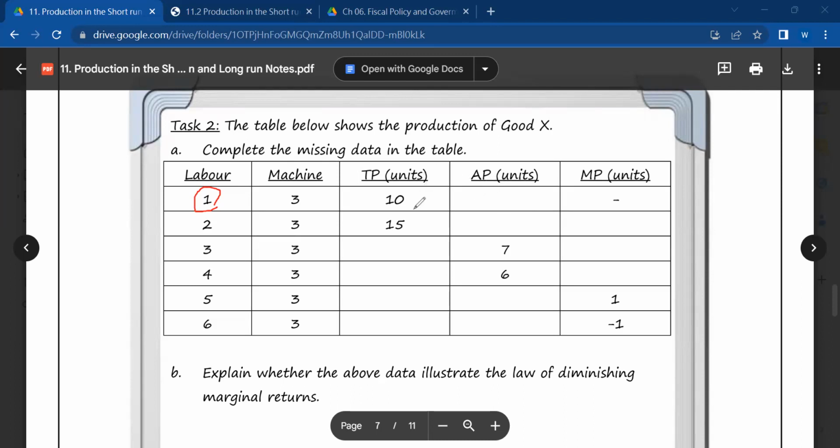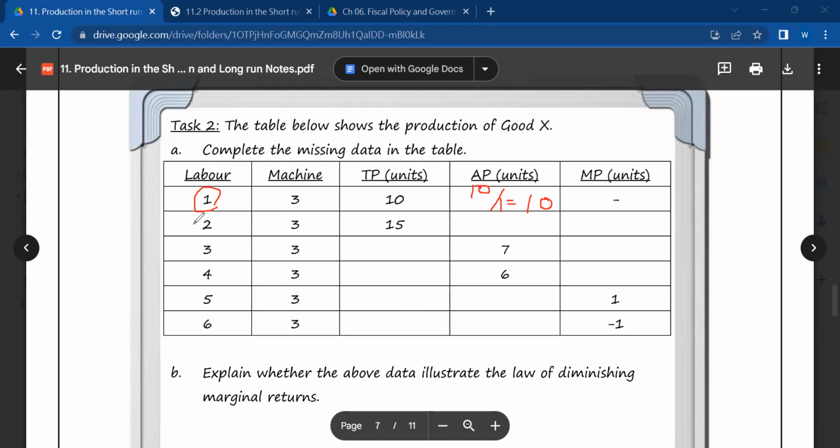Okay, so we got the answer of total product, right? We know that there is one neighbor. So total product divided by the number of neighbors, then we can get the answer of AP, that is 10 units. 10 divided by 1, and then we can get the answer of 10. Okay, it's easy.